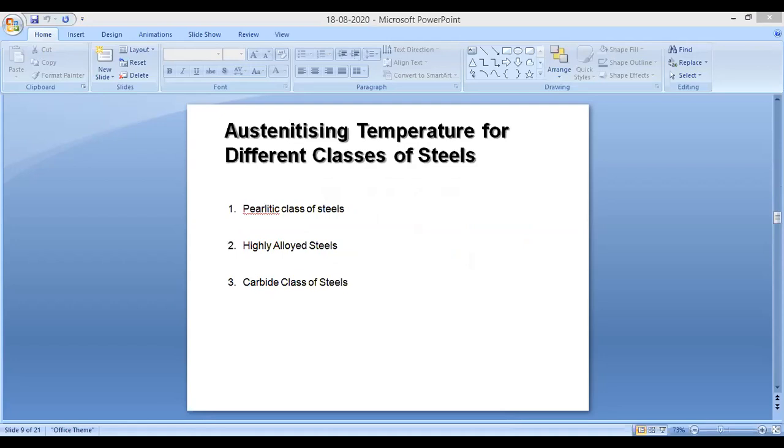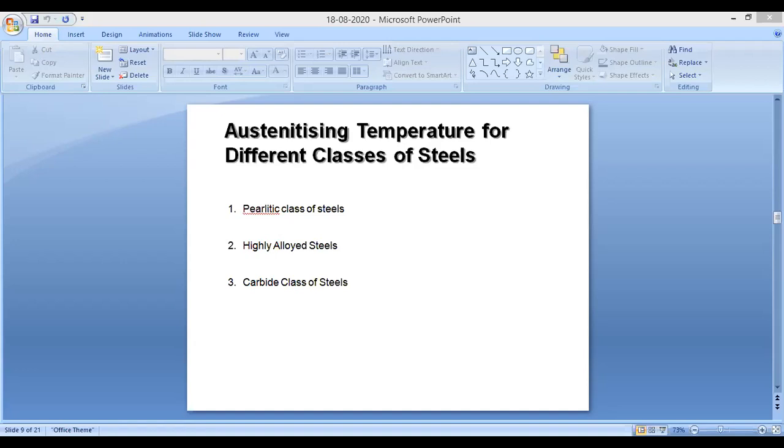The first one is the austenitizing temperature for the pearlite class of steels. There, we discussed hypoeutectoid steel, eutectoid steel and hypereutectoid steel, where in hardening it is heated from 20 degrees centigrade above AC3 or AC1 to the critical points AC3 and AC1.